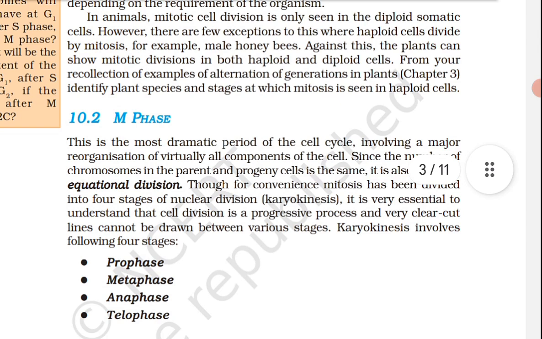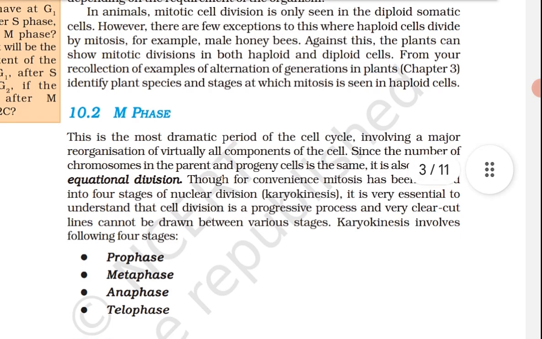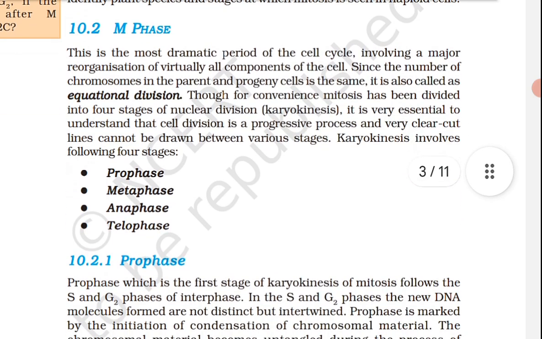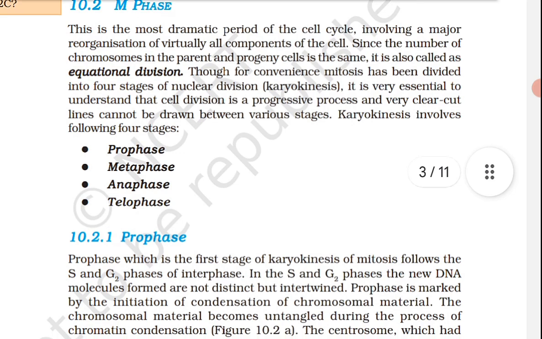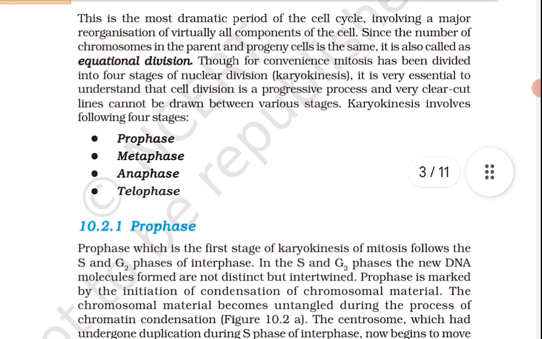Tell me the answer. So the solution is, it is given that the number of chromosomes present in each onion root tip cell is 16. So the number of chromosomes in the cell will be 16 at G1 phase, after S and after M phase. Also, if the DNA content after M phase is 2C, then the DNA content at G1 phase will be 2C. It will be 4C after S and G2. Okay, understood? The number of chromosomes will be 16 only.